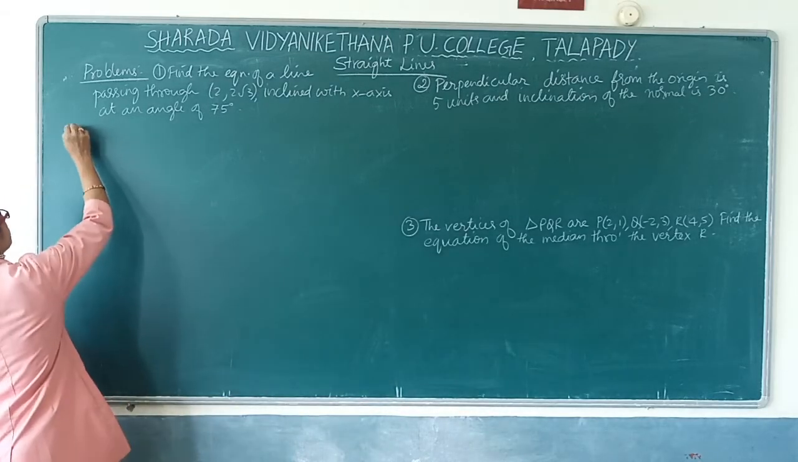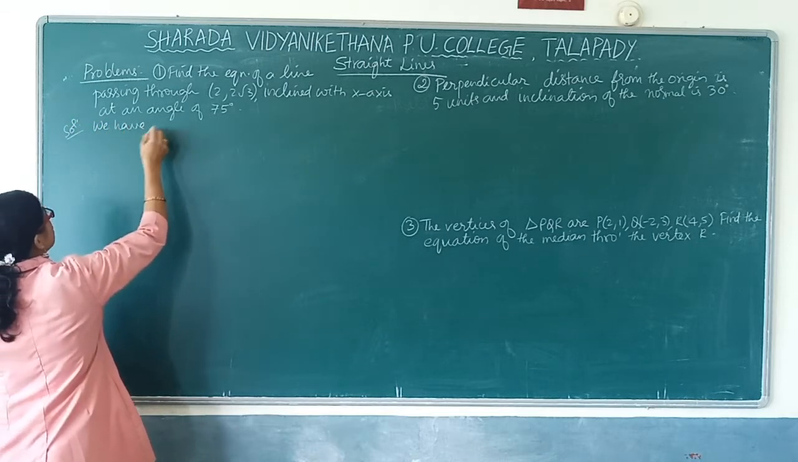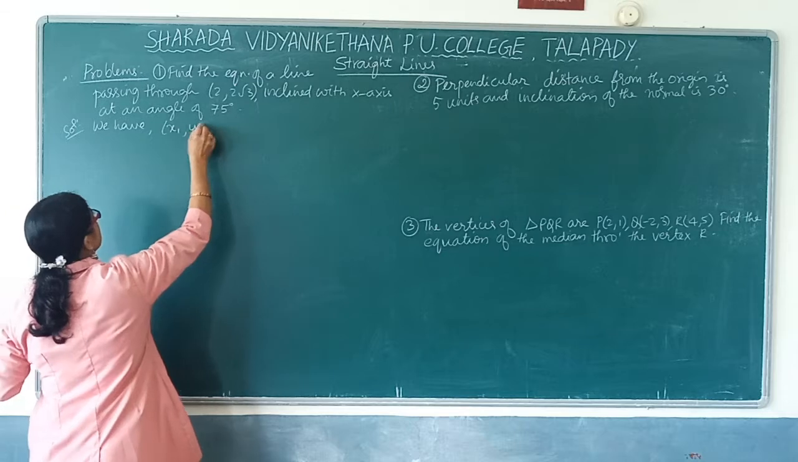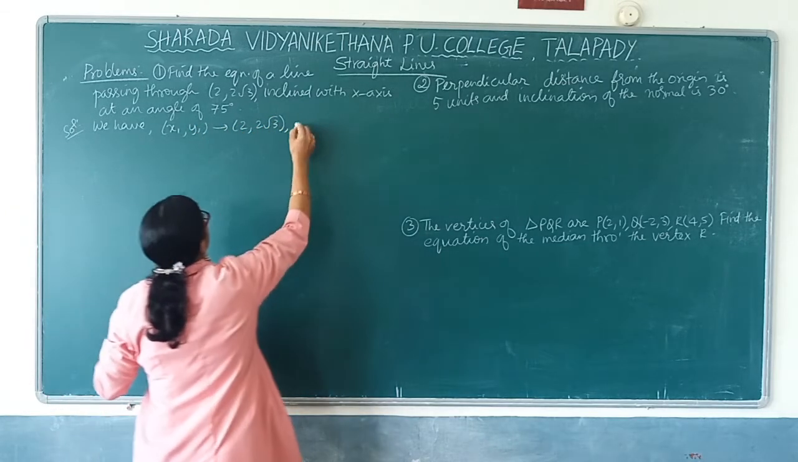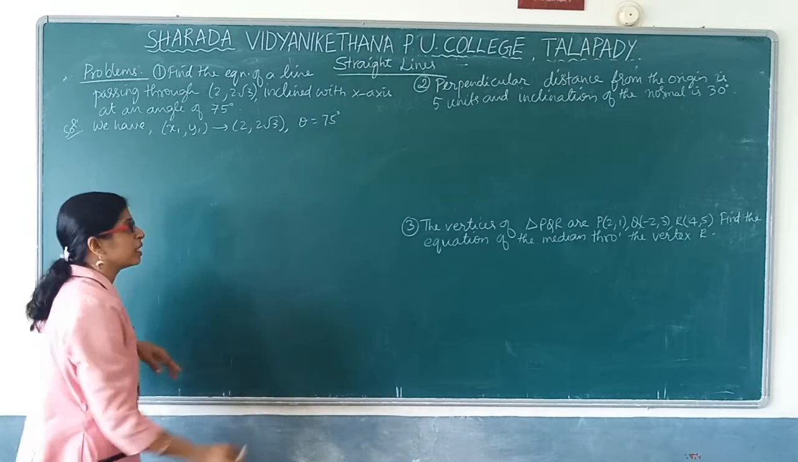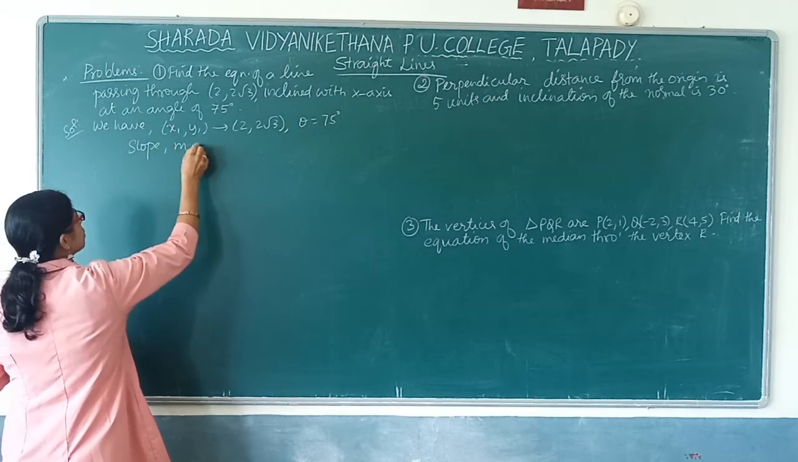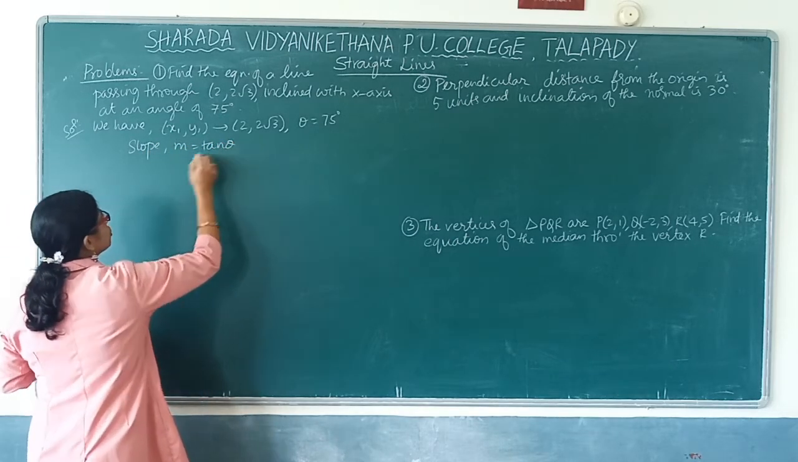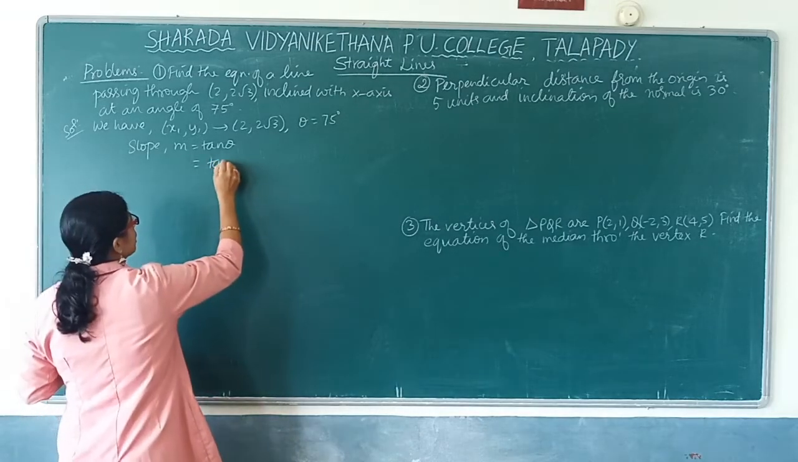What is the point we have here? x1, y1 is given. x1, y1 is nothing but (2, 2 root 3), and theta is equal to 75 degrees, that is the angle of inclination. First let us find the slope. Slope m is equal to tan theta. The direct value of tan 75 you are not aware of, so we need to calculate that.